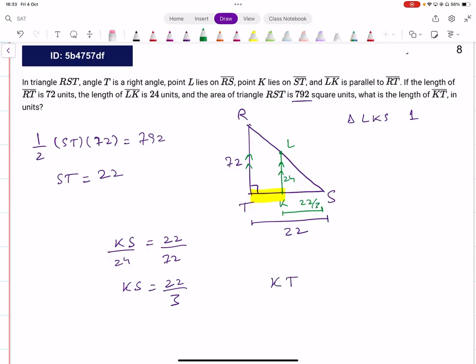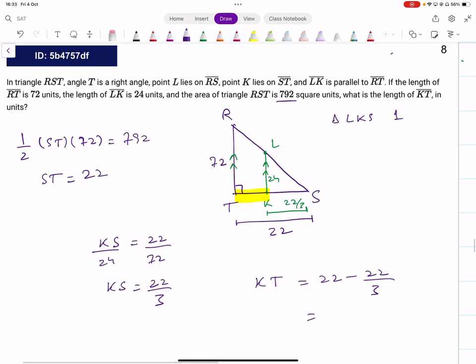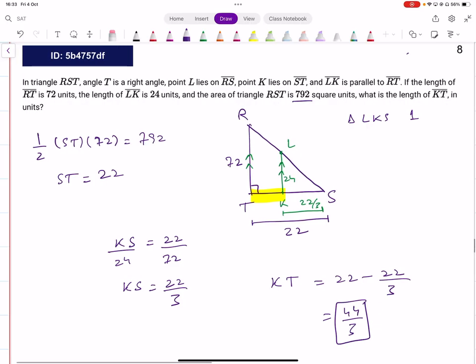This is 22 over 3. This KT length will be 22 minus 22 over 3, and that should give you 44 over 3, and that is your final answer. That is a bit time taking, so it should be amongst the last few questions on the module, which you should have enough time for.